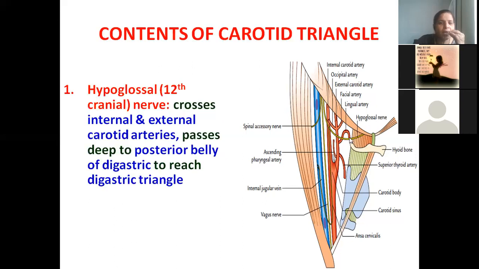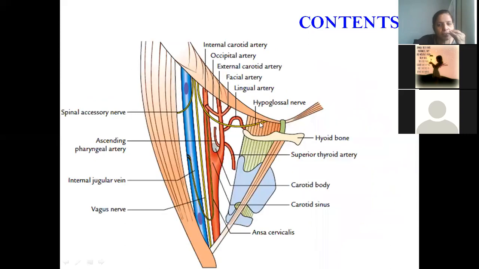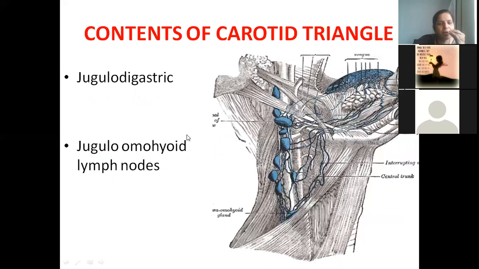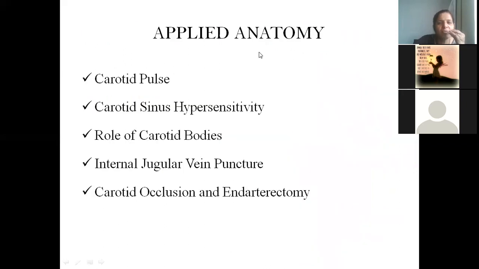Hypoglossal is the 12th cranial nerve. It goes into the floor of the mouth because it has to supply the tongue. That's why its course is seen deep to the posterior belly of digastric. It is going into the digastric triangle like this, the hypoglossal nerve. This muscle is hyoglossus. Apart from that, we also have lymph nodes, jugulodigastric and jugulo-omohyoid lymph nodes.